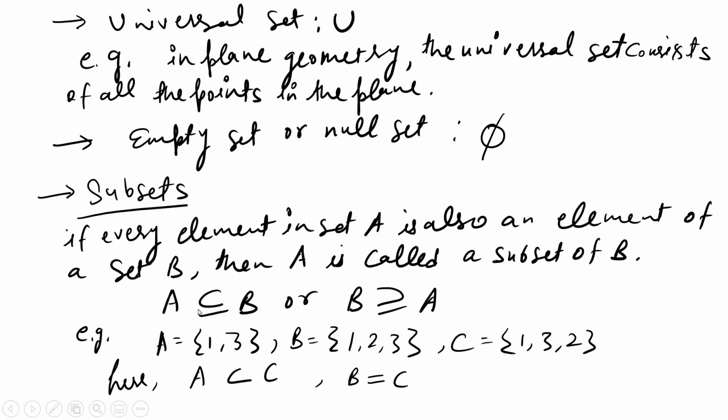For example, A has the elements 1, 3, B has the elements 1, 2, 3, and C has the elements 1, 3, 2. So we can say that A is a subset of C, and A is a subset of B. We can also say that A is a proper subset of C or a proper subset of B. A proper subset can be represented like this. B is not a proper subset of C because B and C are equal sets.